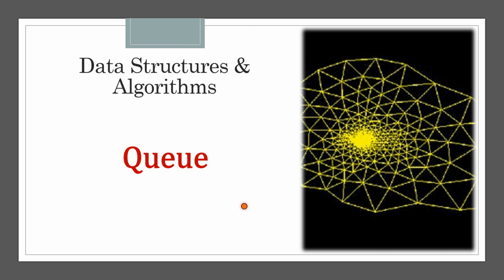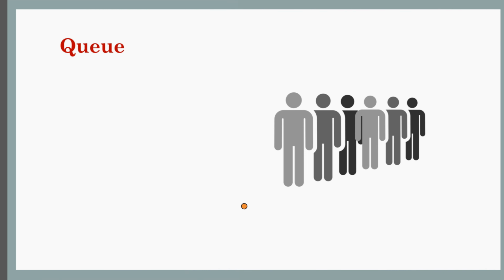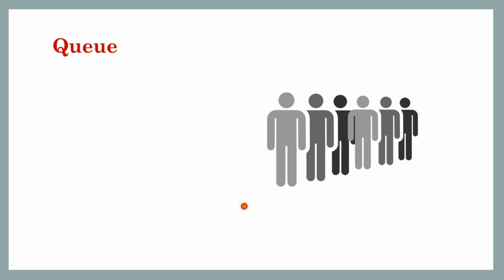In this video, we will study another data structure called the queue data structure. It's similar to a stack, but it follows first in first out, unlike the stack, which followed last in first out. In real life, you can relate it to a queue of people. Let's say people are waiting in a queue to get a movie ticket.